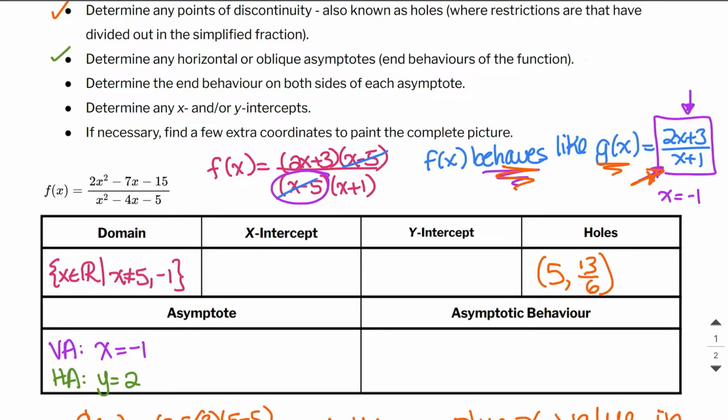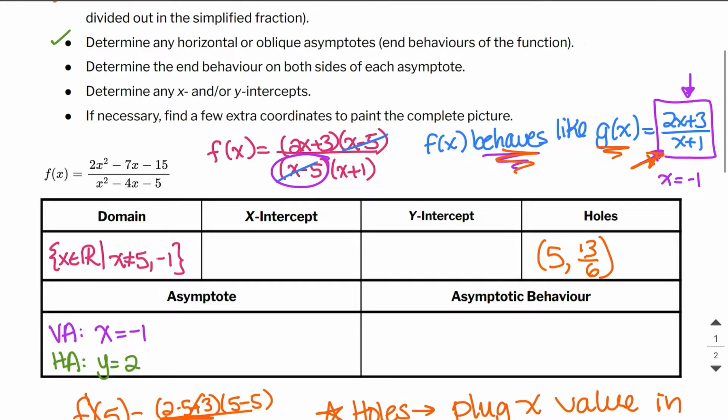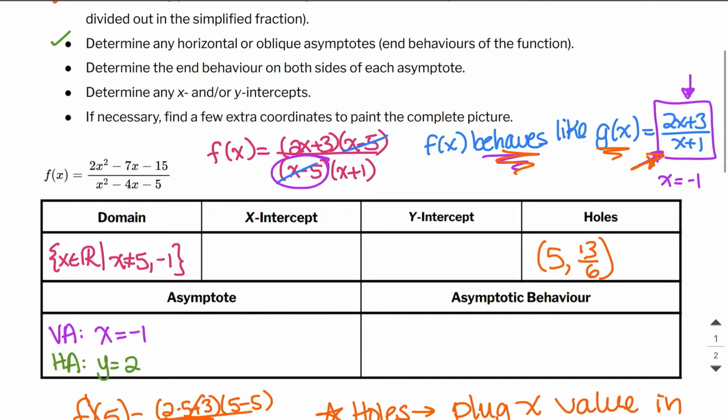So we're done with our horizontal asymptote. You either have horizontal or oblique. There's no way that you could have both. So now determine the end behavior on both sides of each asymptote. So for this right here, I have end behavior on both sides of x equals -1, so to the left of it and to the right of it, and both sides of y equals 2, above it and below it. And I'll show you what I mean by that.